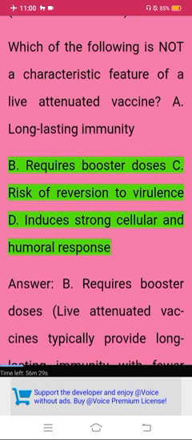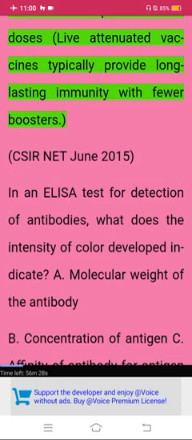B: requires booster doses. C: risk of reversion to virulence. D: induces strong cellular and humoral response. Answer: B, requires booster doses. Live attenuated vaccines typically provide long-lasting immunity with fewer boosters.